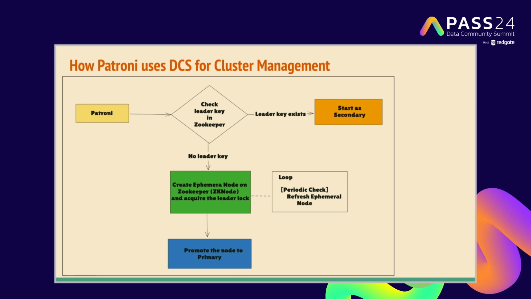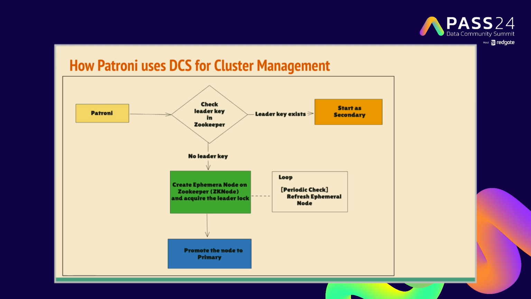Only one node will be able to successfully create this ephemeral node on Zookeeper, acquire the leader lock, and thus become the leader of the Postgres cluster. After this, none of the other nodes will be able to acquire this leader lock or update the leader key. It's called an ephemeral node because it's a temporary node created on Zookeeper, and the node is active only as long as the client session is active.